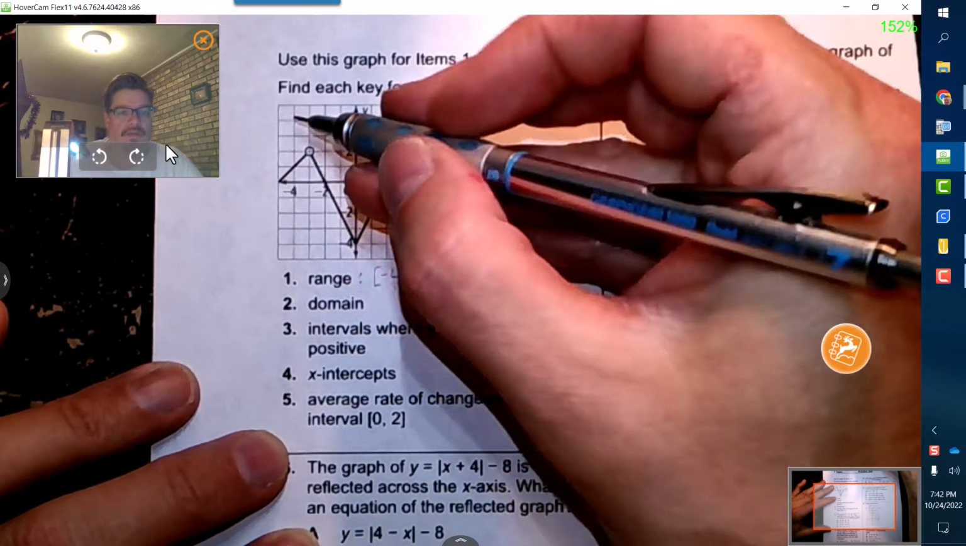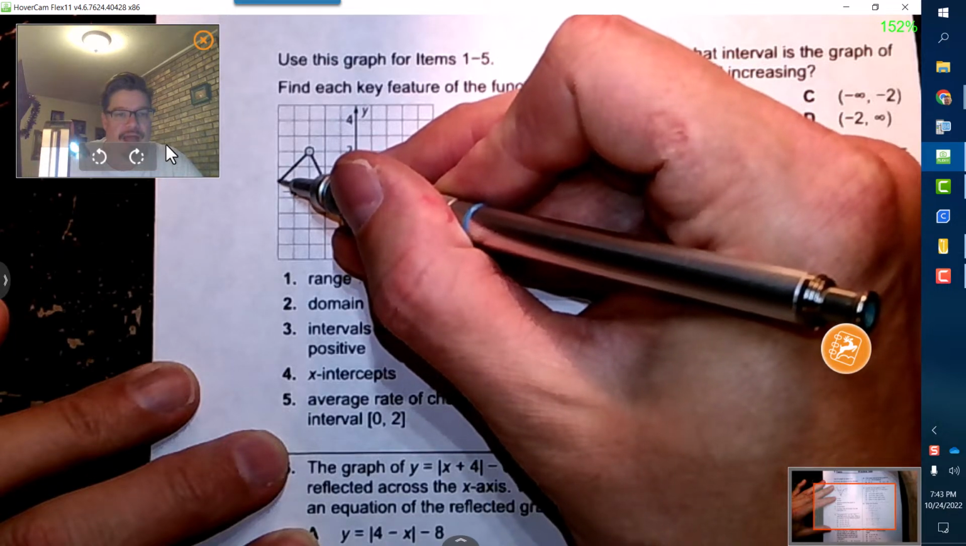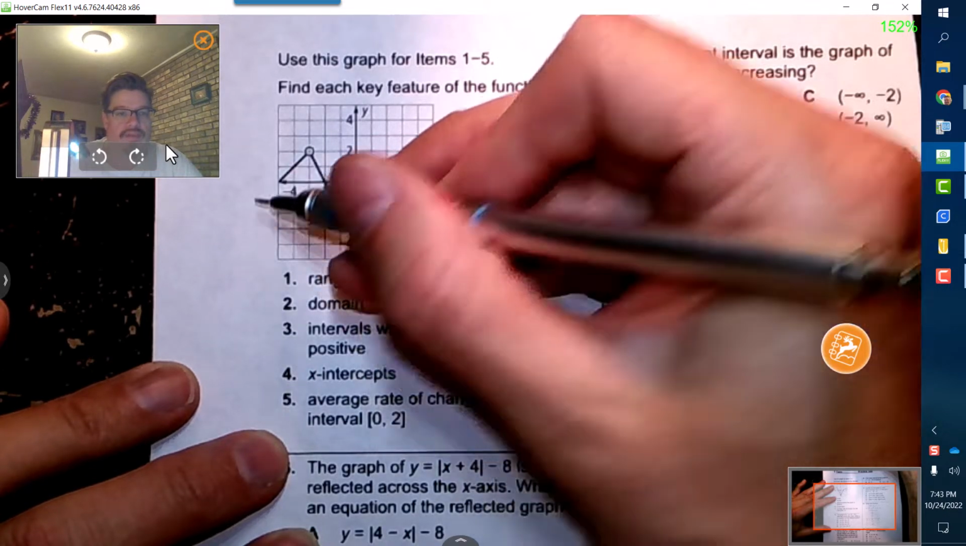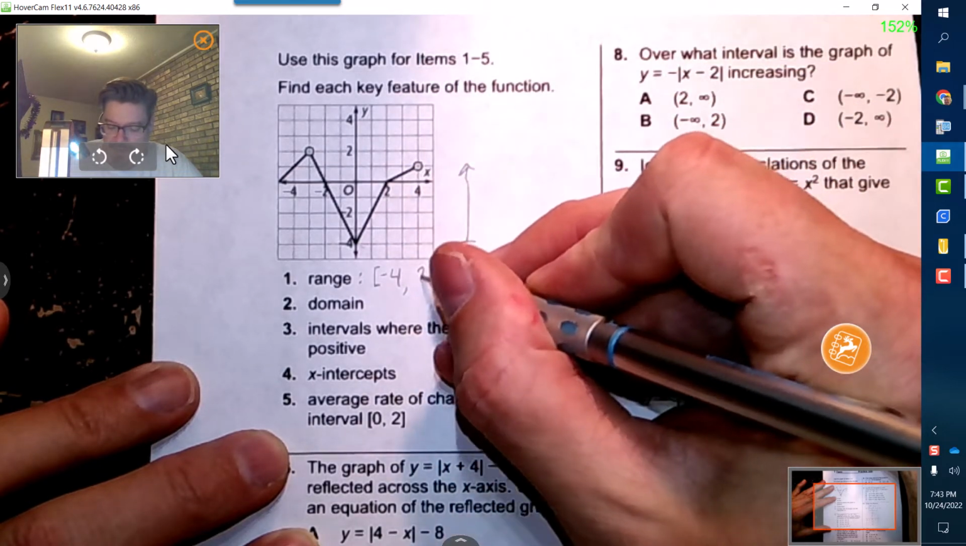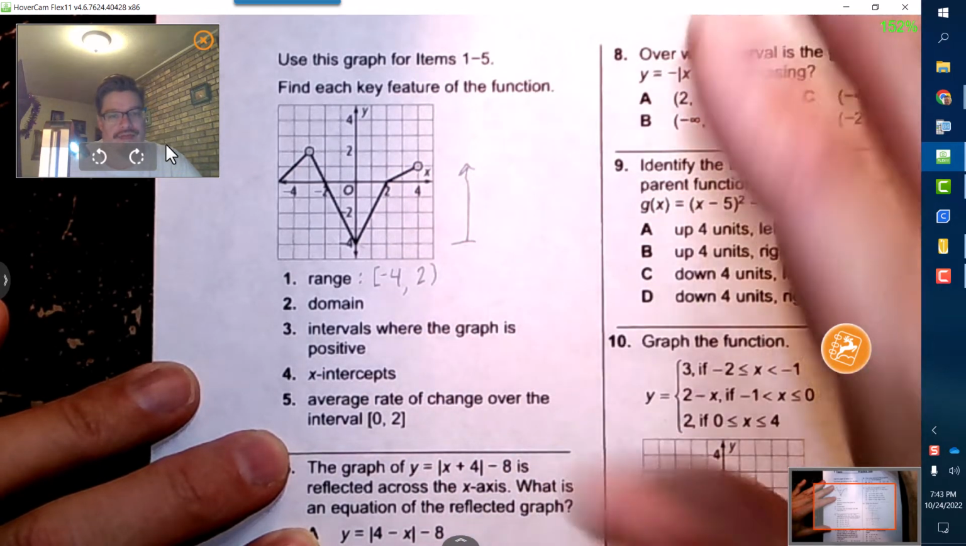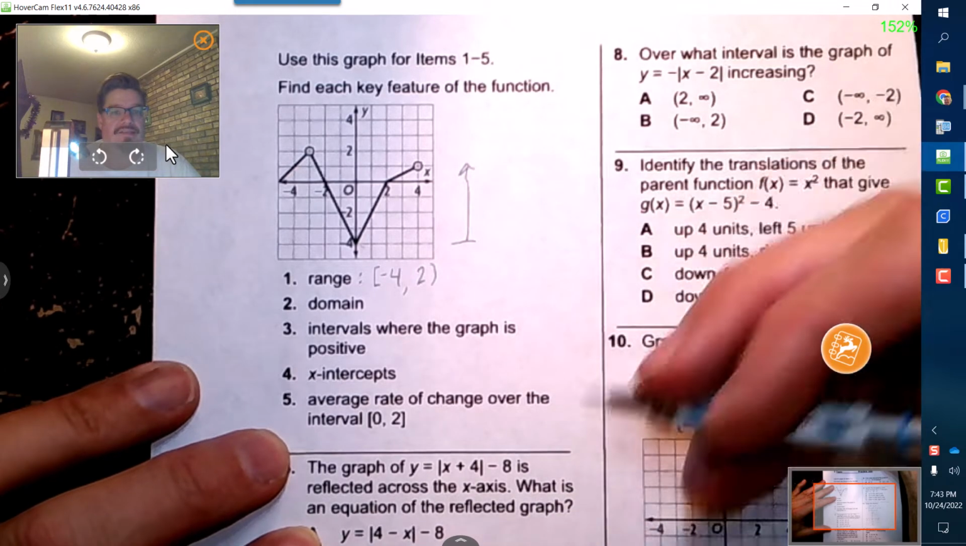Now it's actually very important that this was stopped here. If this would have been an arrow, then this would have been negative infinity. But it looks like we go up to 2, but we don't quite touch it. And so that's our range. Now the domain is the spread of the x values.